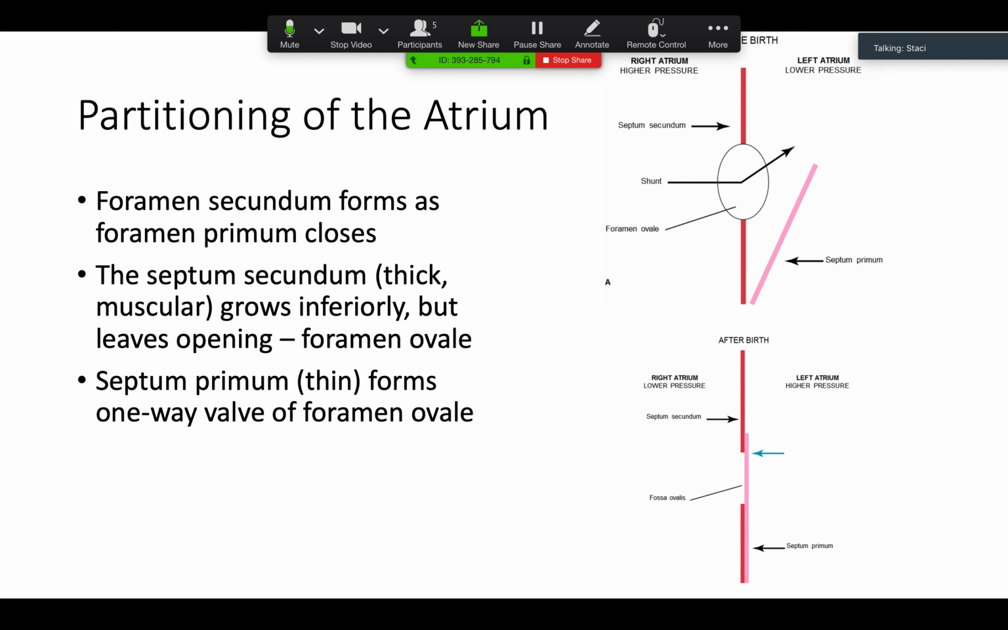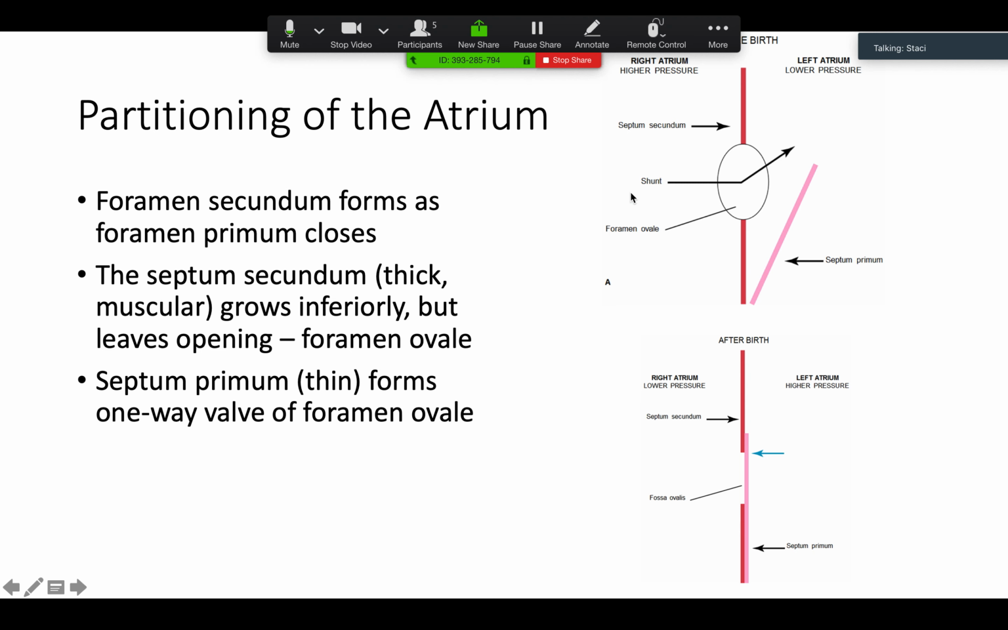Okay, partitioning of the atrium. So there's a foramen secundum and primum. And the foramen secundum forms as the primum closes. So I thought this diagram was the best. It sort of made more sense to me. The secundum grows inferiorly, but there's a place that's open, which is the foramen ovale, so that we can get that blood shunted from the right to the left.